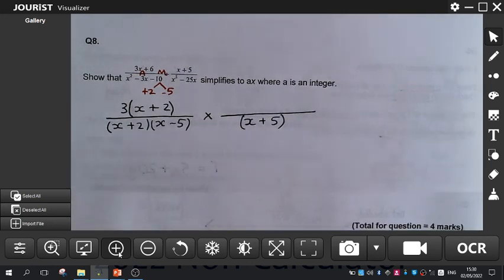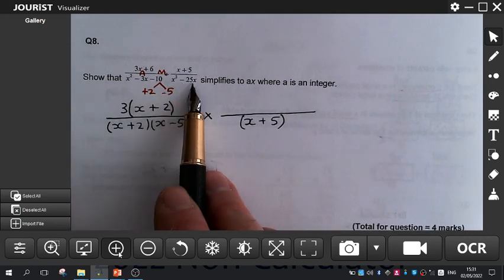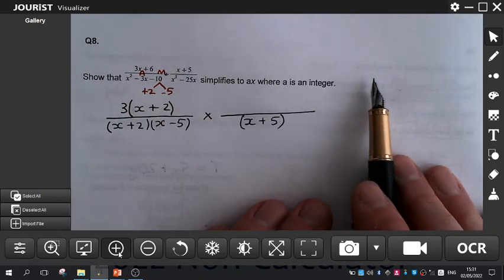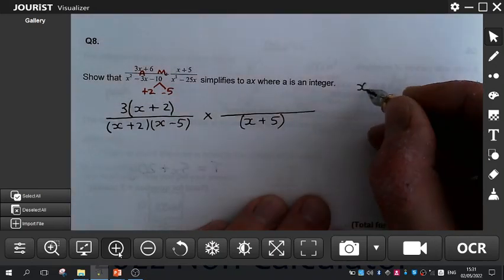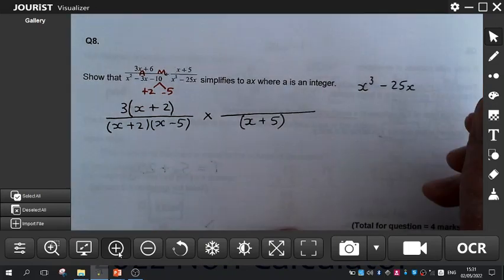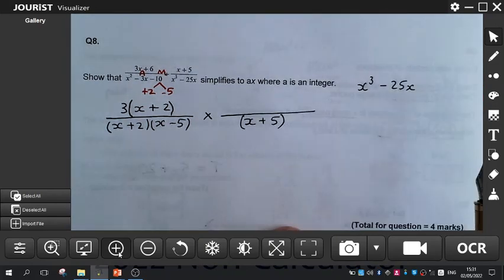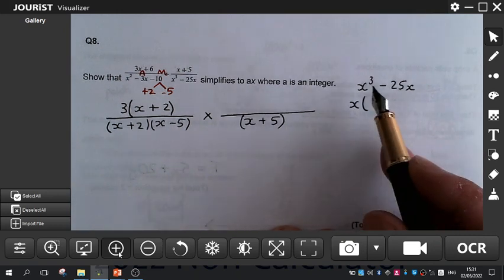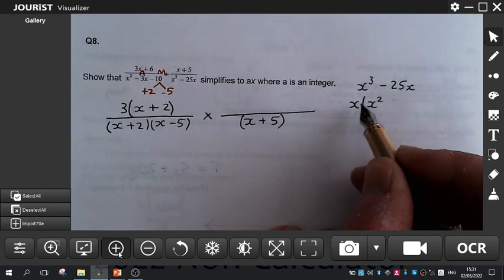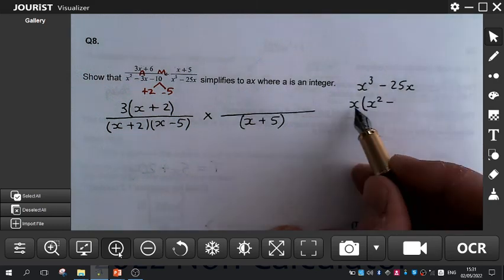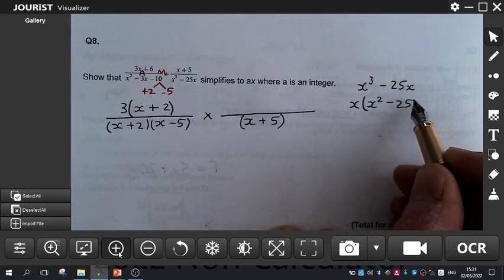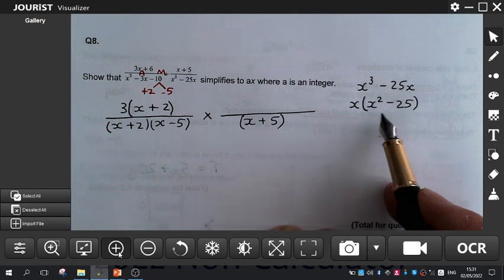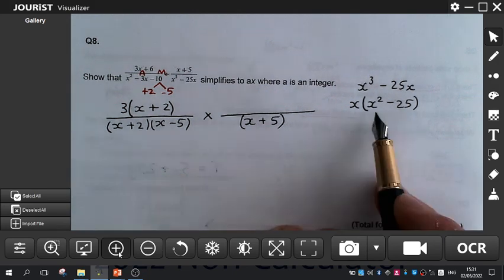x³ − 25x, we can actually do a lot with that. So I'm going to do that nice and slowly in the margin here. x³ − 25x. There's an x in both, so I'll pull it outside the brackets. x times x² is x³, pop the symbol in, x times 25 is 25x. However, looking at this, we have a perfect square.